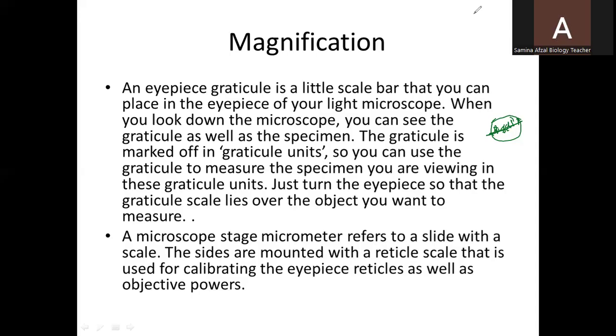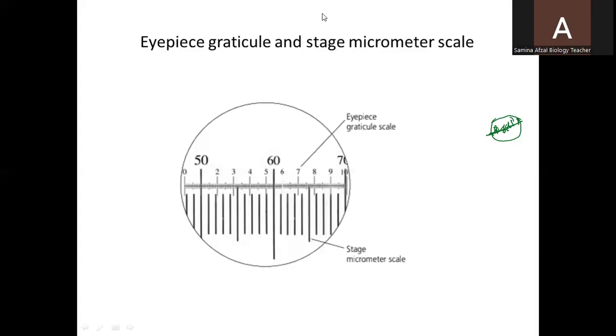The slides are mounted with a reticle scale that is used for calibrating the eyepiece reticles as well as objective powers. So the stage micrometer scale is always kept on the stage. Again, it is made up just like a scale. It is made up of glass, or it can be made up of plastic as well.